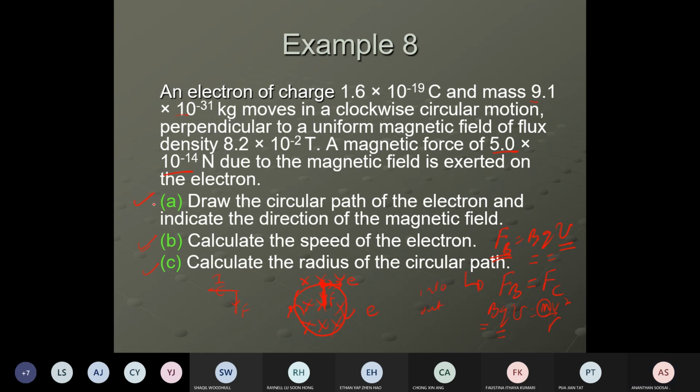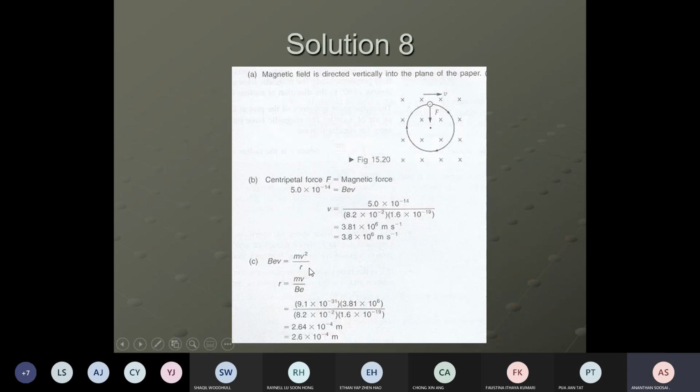Okay. So important is the idea. So this should be your working. And this should be your working. So this is your diagram, right? It's into the page. Centripetal force equals magnetic force, you get the speed. F equals BqV, you get the speed. And BqV equals mv squared over r, you get the radius.